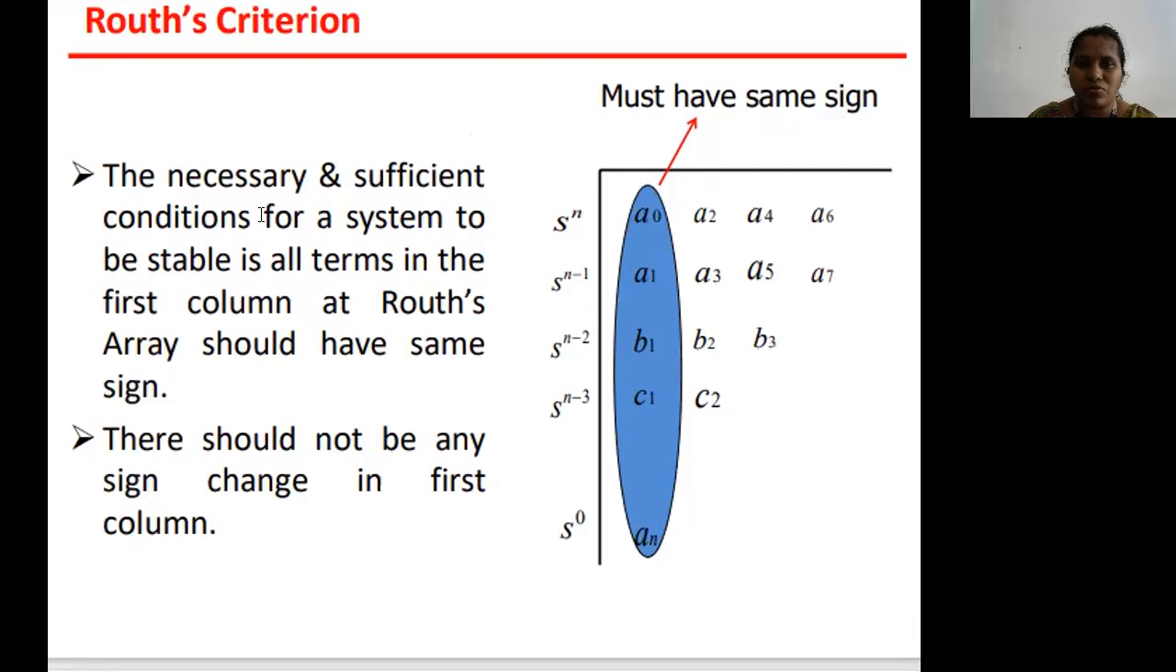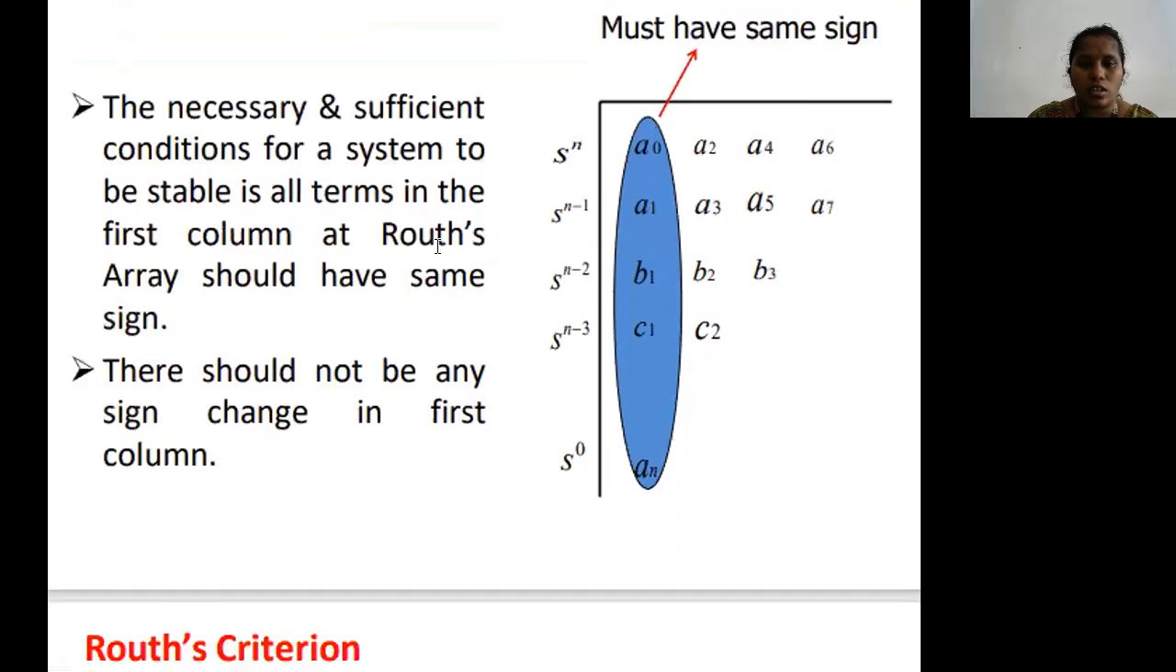That means the necessary and sufficient condition for a system to be stable is that all the first column elements must have the same sign. The first column elements are represented here as A0, A1, B1, C1 and AN, right? If all the signs of the first column elements are the same, then the system is said to be stable. There should not be any sign change in the first column. If all the elements have positive signs, then the system is stable. Otherwise, if all the values have negative signs, then also the system is stable, right?